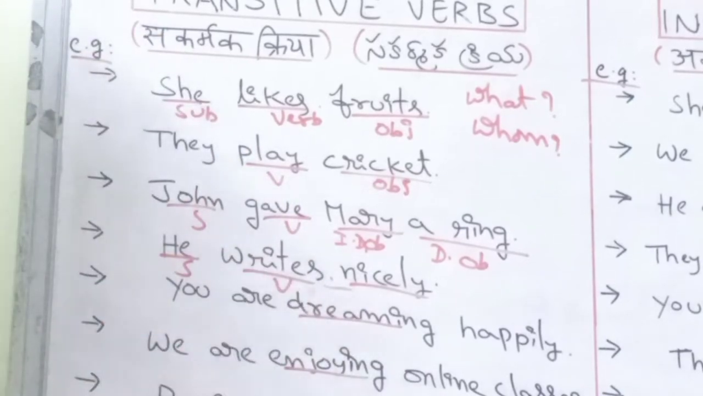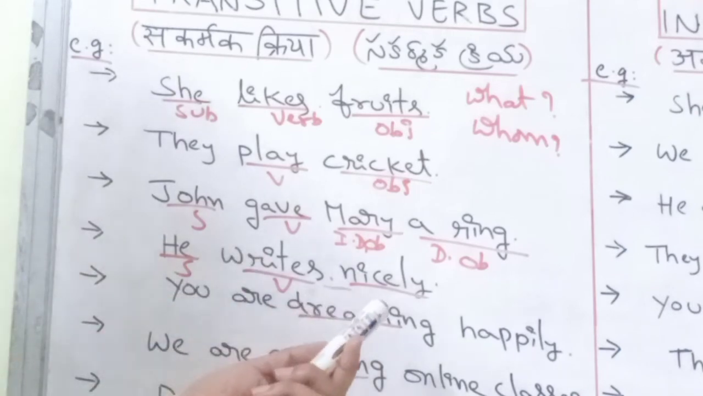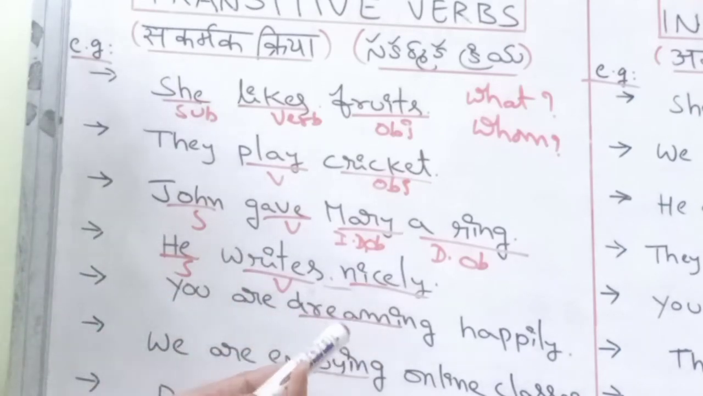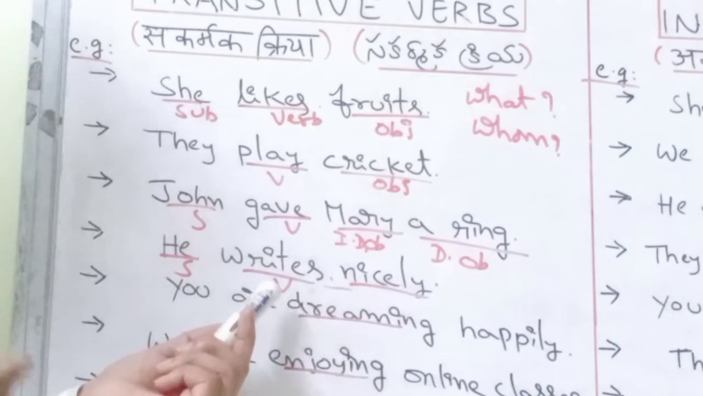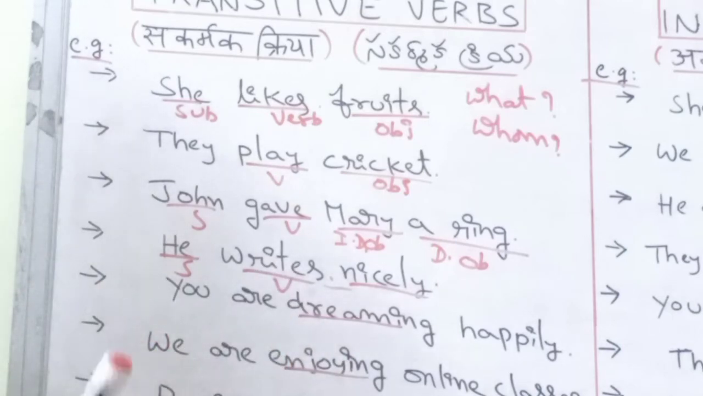Some people think that simply because of the absence of an object, when the object is not written in the sentence, 100% it becomes an intransitive verb. They think so, but the fact is not that.